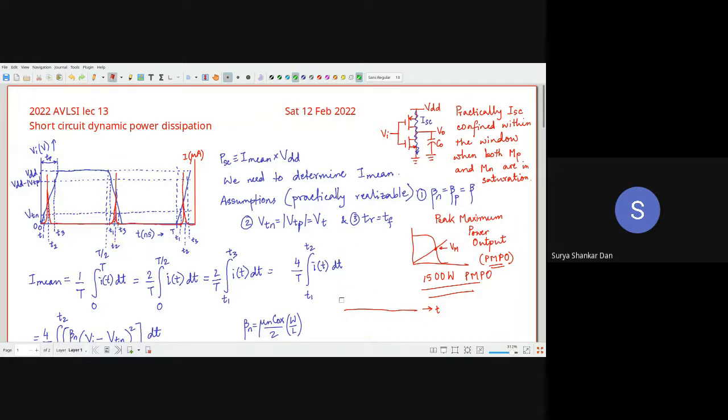Got it? So what we have to understand here is that this short circuit dynamic power is somewhat related. It's not exactly the same. It has got a part to play in the determination of the PMPO rating of the speakers. Okay, very good. So let's proceed.